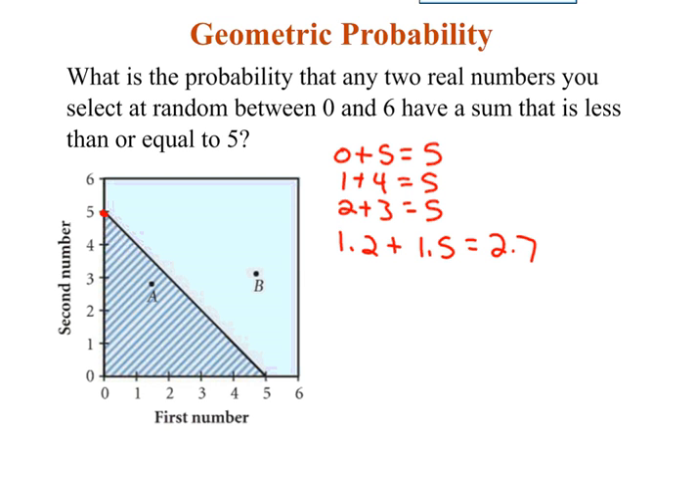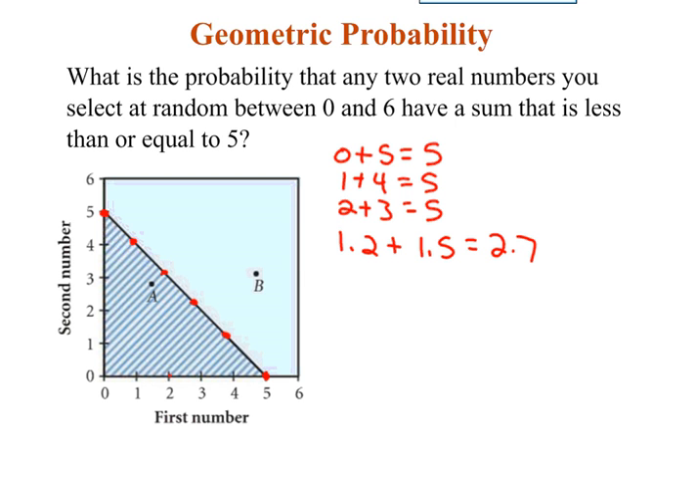We have a bunch of points. The point right here is the point (0, 5). If we add up 0 plus 5, we get 5. The point (1, 4): 1 plus 4 is 5. (2, 3): 2 plus 3 is 5. (3, 2): 3 plus 2 is 5. (4, 1): 4 plus 1 is 5. And (5, 0): 5 plus 0 is 5.